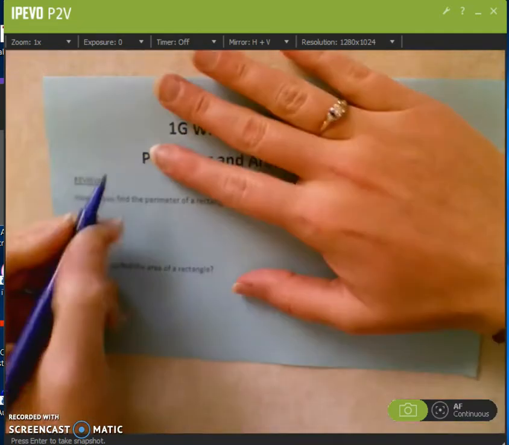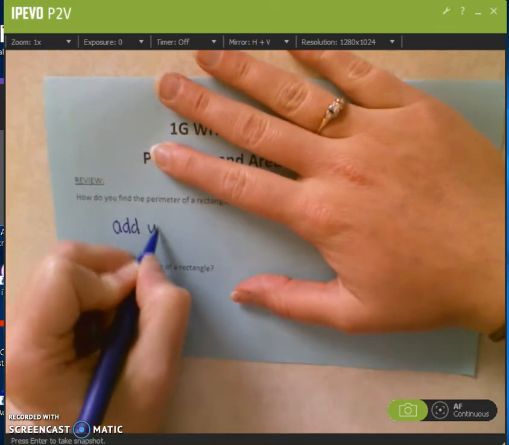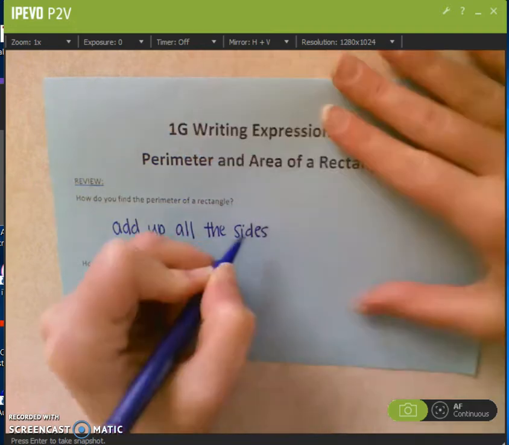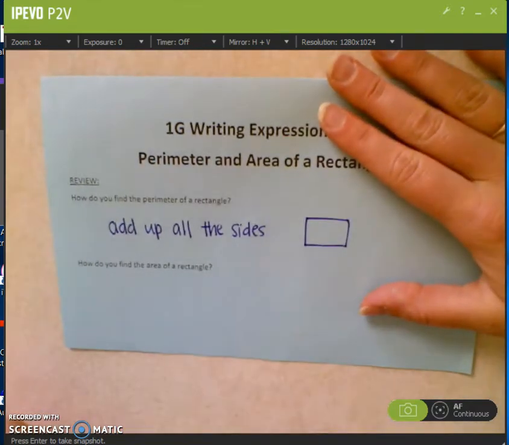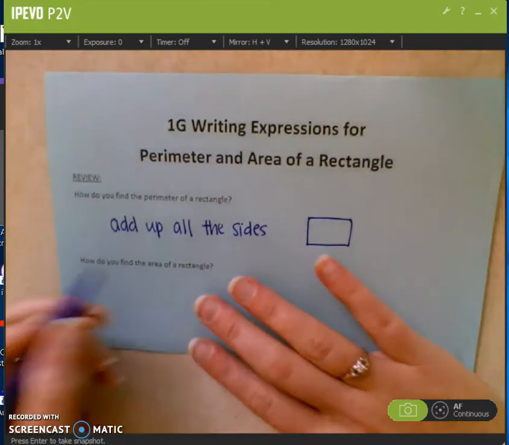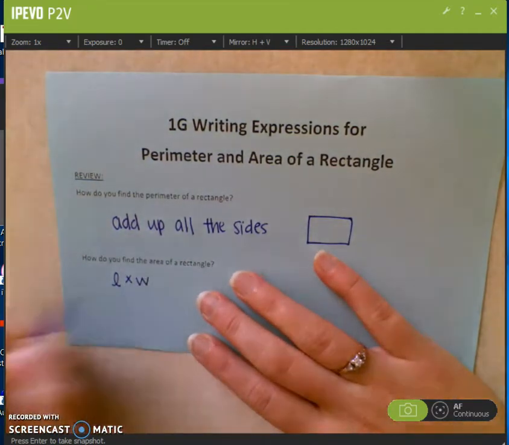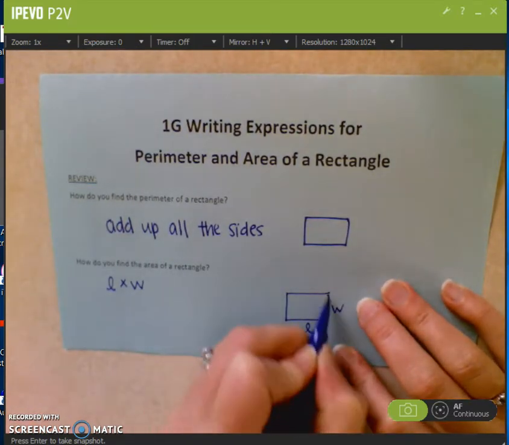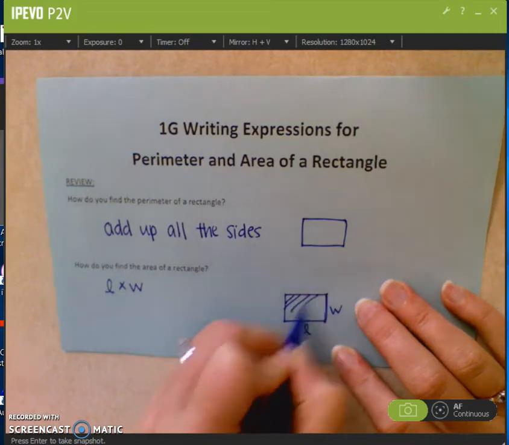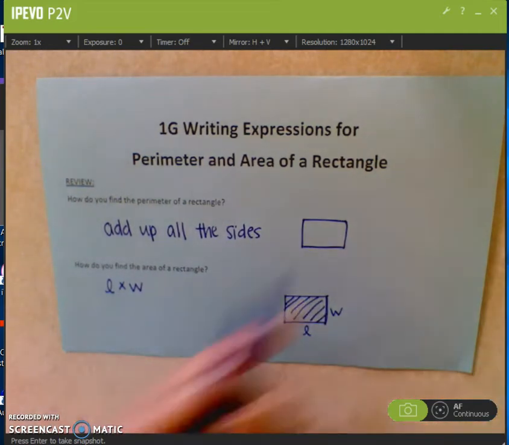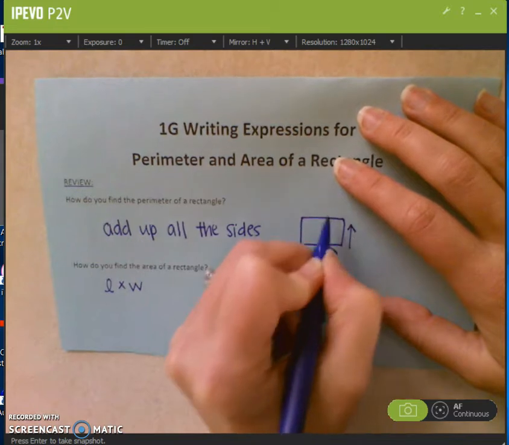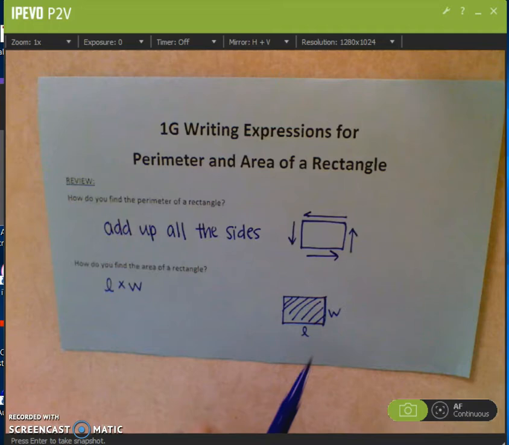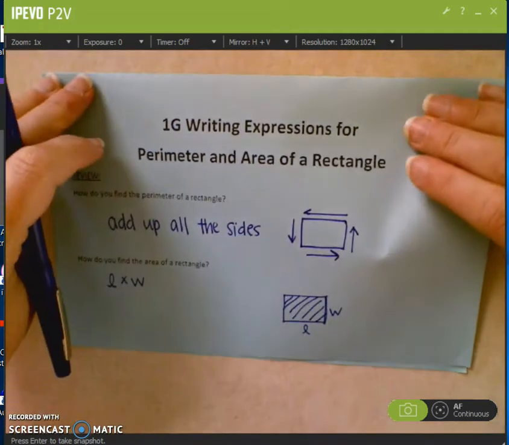To find perimeter, we add up all the sides. We're finding the length around a figure. To find the area of a rectangle, all we have to do is length times width, or base times height, whatever you prefer. But you're just doing one side times the other to get the space that figure takes up, the inside area. So perimeter is that length of the outer edge. Area is the amount of space it takes up inside here, and we find that by doing length times width. So that should be a quick review for you.